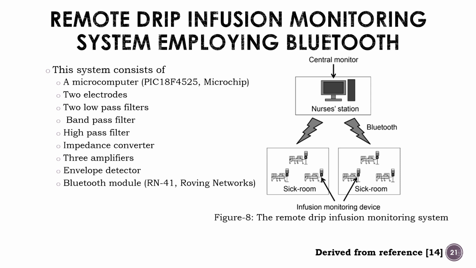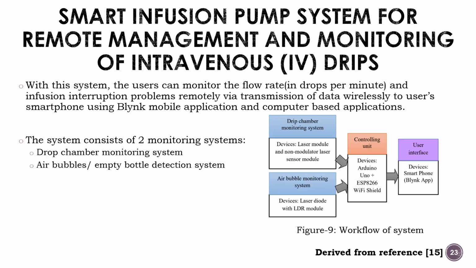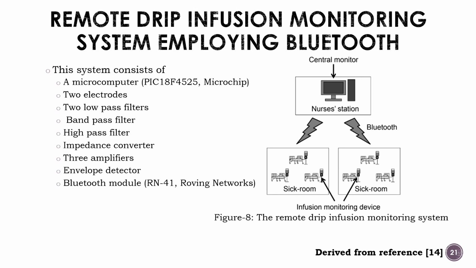The microcomputer generates a 20 kHz square wave. It is then converted into a sinusoidal wave by the 20 kHz low pass filter. The converted wave is amplified to 3 VPP by the first amplifier and applied to electrode 1. The voltage at electrode 2 is detected by an impedance converter. To remove noise, the detected signal is routed through a 20 kHz band pass filter.